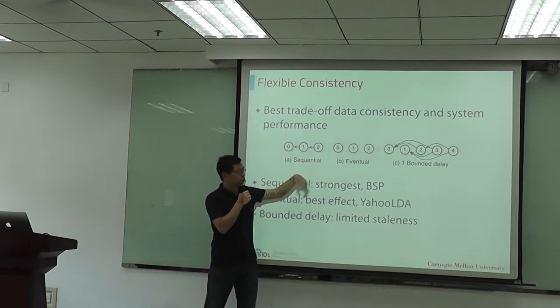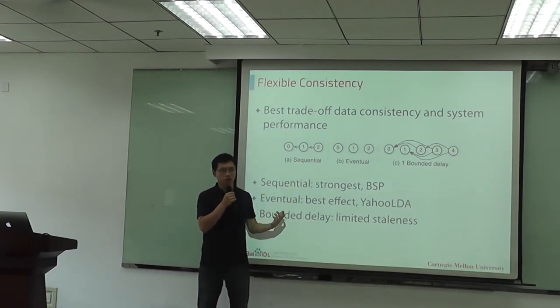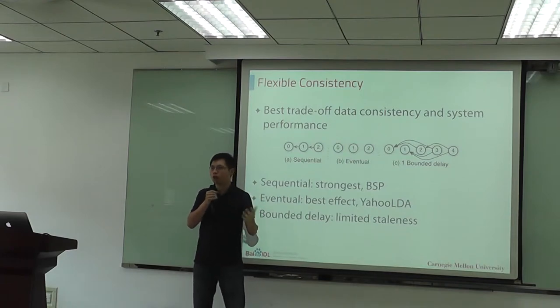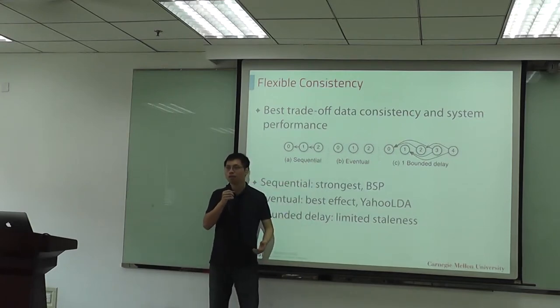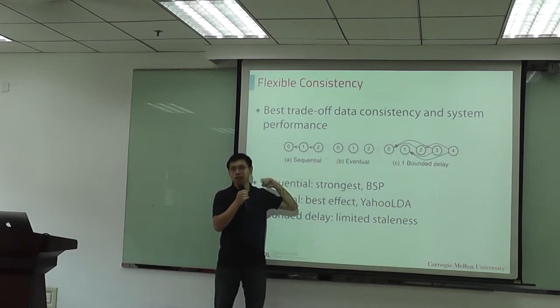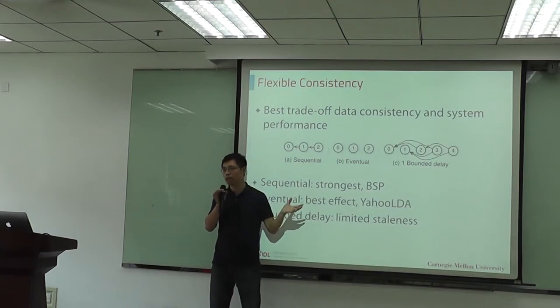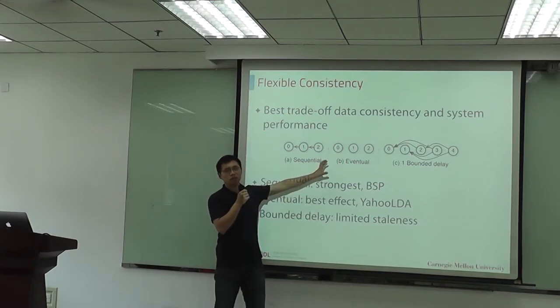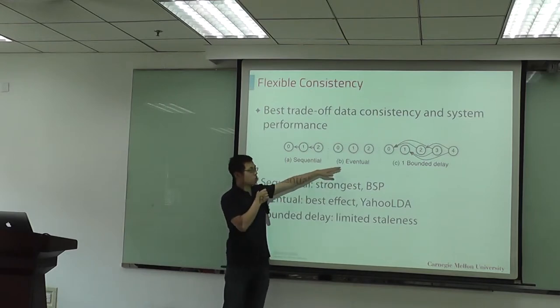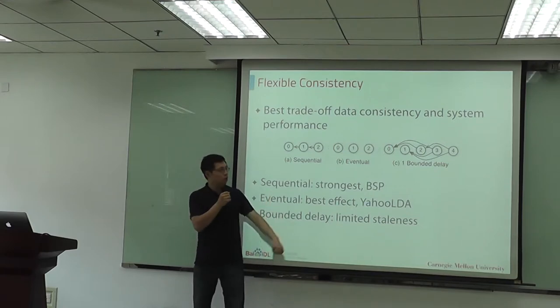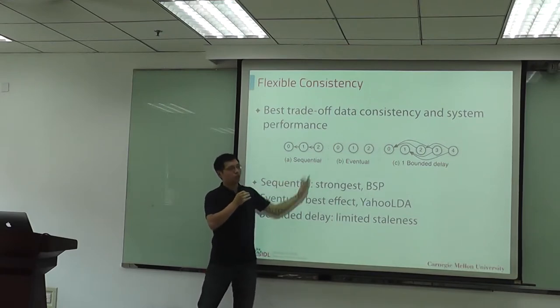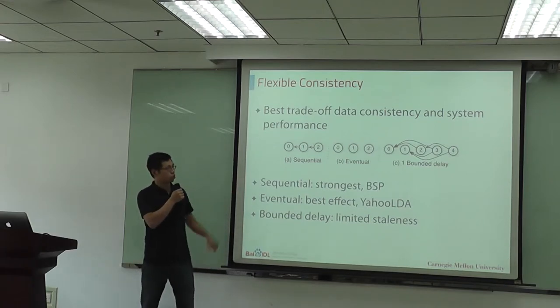Next, if you know Yahoo's eventual consistency, that is, each worker, each machine, tries its best to get the things done, but I do not guarantee everything. So you can start all this workload together, and whoever runs faster finishes first. This is very system friendly because there's no waiting, but you do not guarantee anything. Eventually means if we stop communication, eventually all this data will be considered. But this is too relaxed for some machine learning algorithms.